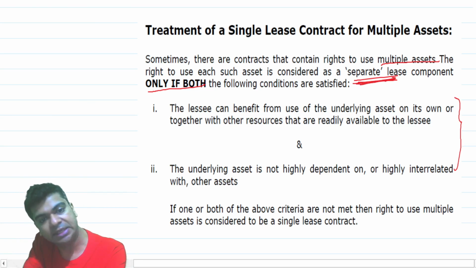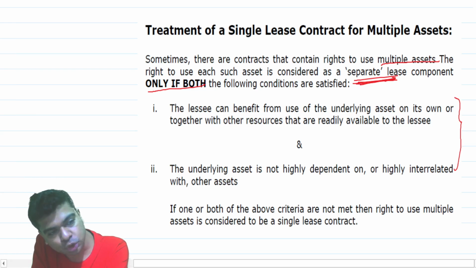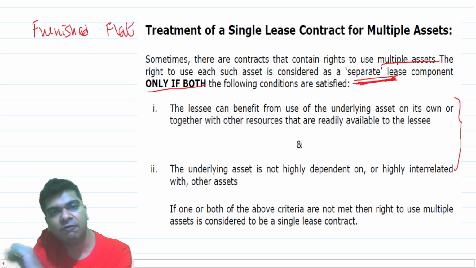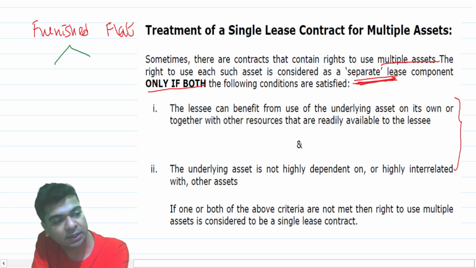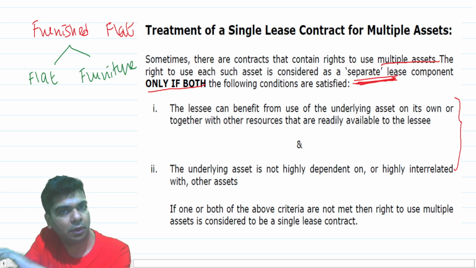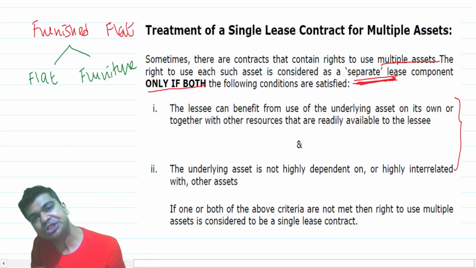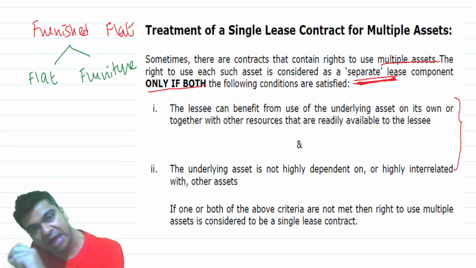Okay. Let us say we have entered into a lease contract for a furnished flat. Okay, we enter into a lease contract for a furnished flat. So we are signing a single lease contract. But if you analyze this particular contract carefully, you are having two assets over here. One is the flat and another is the furniture. Okay, we have basically negotiated it as a single package, agreed.